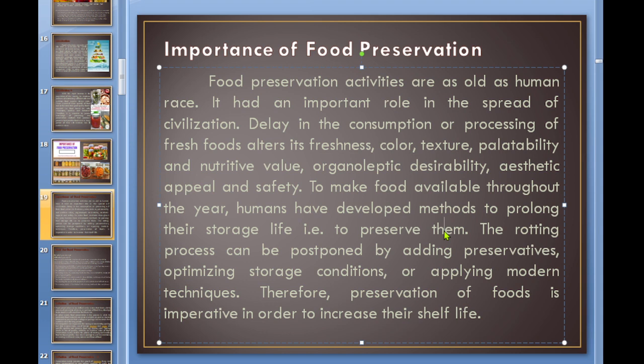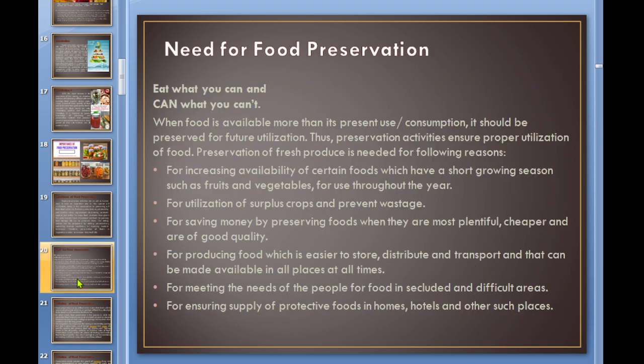Okay, the rotting process can be postponed by adding preservatives. Remember these words? Preservatives, and optimizing storage conditions or applying modern techniques. Therefore, preservation of food is imperative in order to increase its shelf life. So that is the importance of food preservation. So, the need for food preservation.